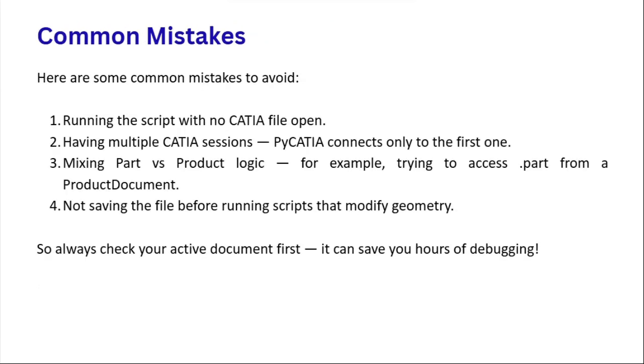Here are some common mistakes to avoid. 1. Running the script with no CATIA file open. 2. Having multiple CATIA sessions. PyCATIA connects only to the first one. 3. Mixing part versus product logic. For example, trying to access a part from a product document. 4. Not saving the file before running scripts that modify geometry.